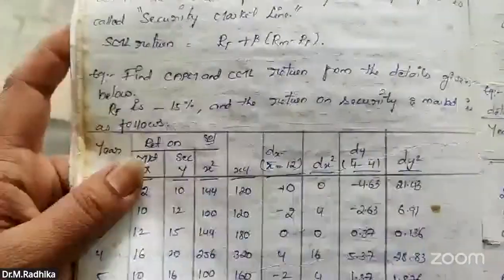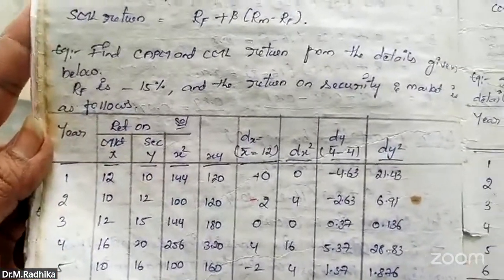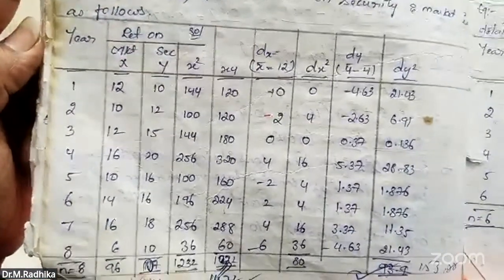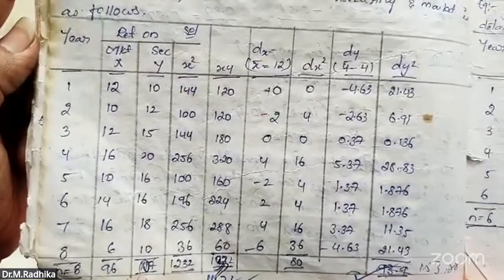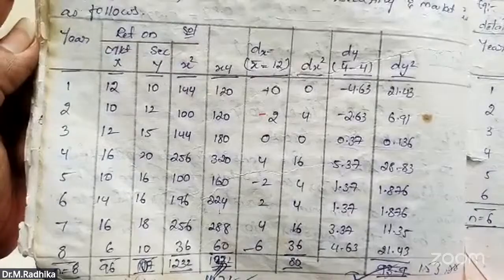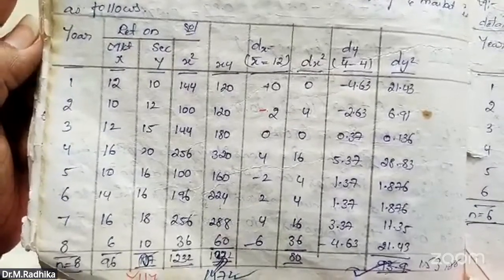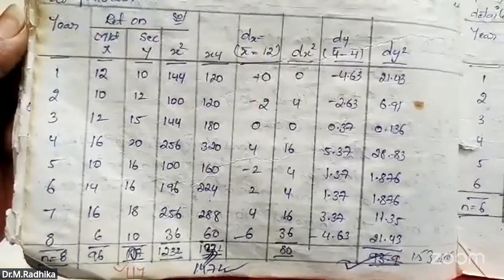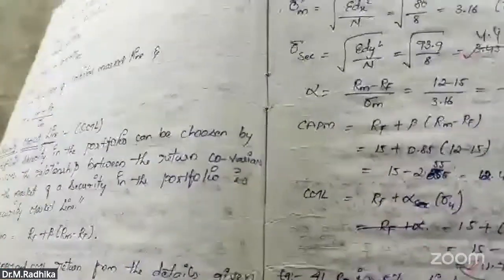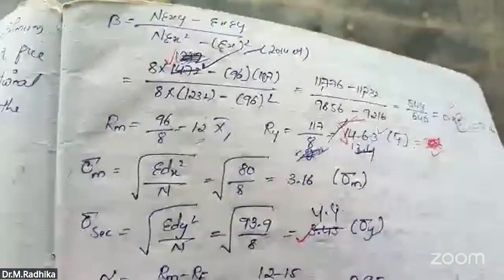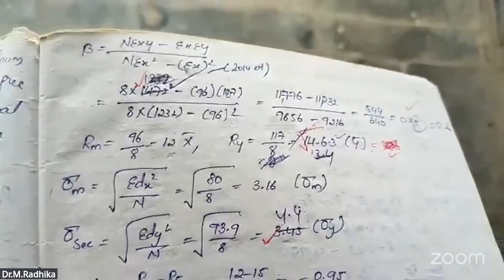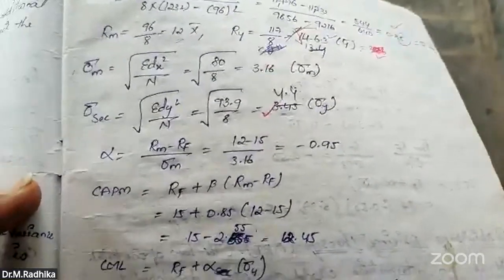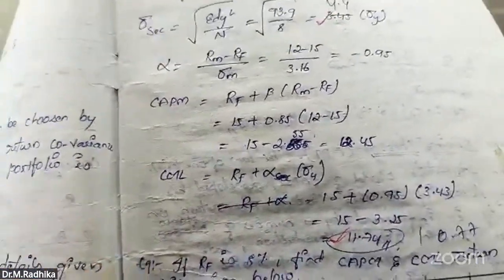I'll just revise one thing. Please see here. Definitely an expected question. Return on market, return on security, x square, xy, dx, dx square, dy, dy square. Then when we get the values, simply we apply them in the formula. Fine. Next.